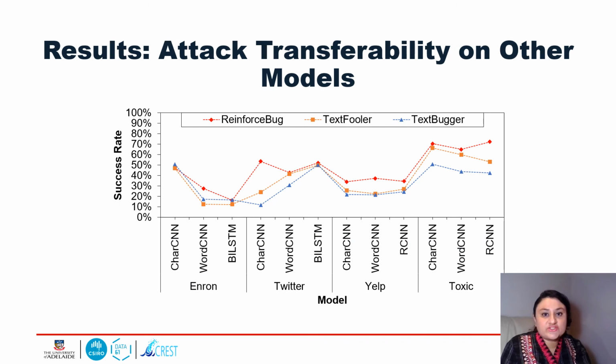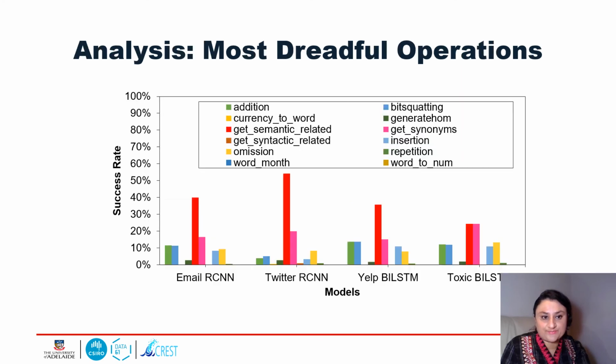We also studied the transferability of our attack on other models. It can be seen that our attack resulted in more transferable examples than the other two attacks. We also analyzed the most dreadful operations that are significantly vulnerable for all the text classification models we considered. So we found out that augmenting a semantically similar word with the original important word can significantly change the output of the model. Similarly, we found out that synonym substitution also performs well when generating adversarial examples.